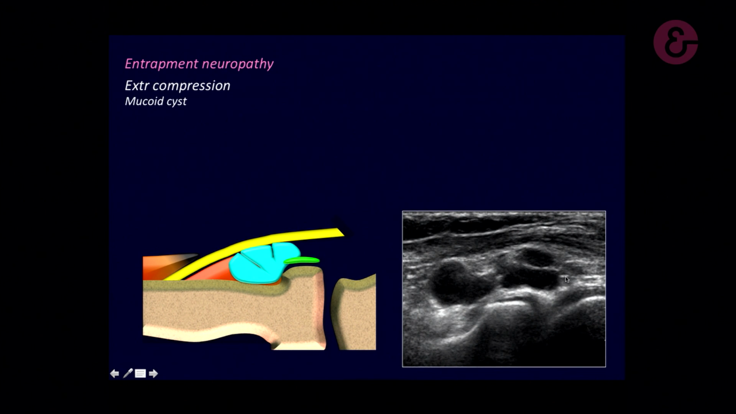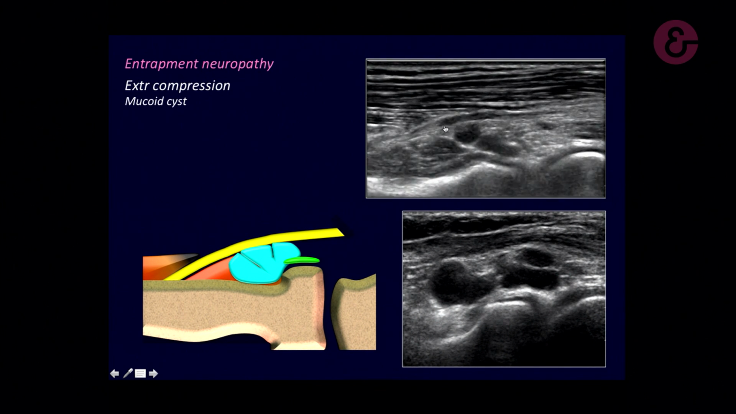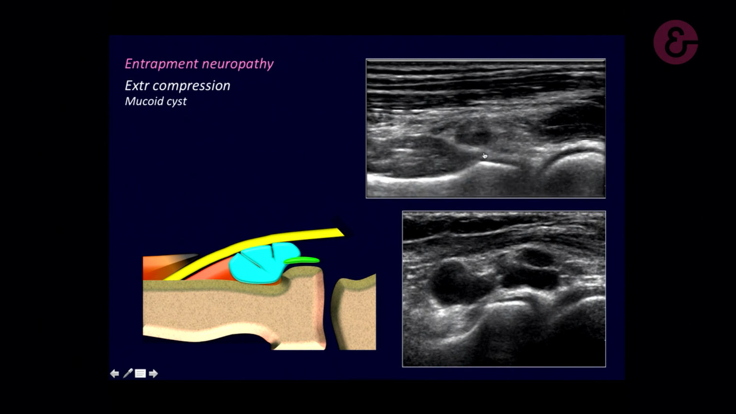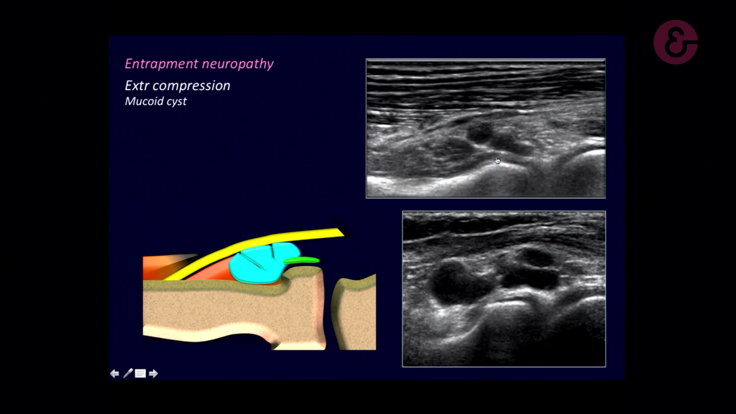Mucoid cyst, you can see the radial head, as in the drawing, the cystic lesion, the septa inside the cyst, and you can see in this case there was no compression, but you can see the nerve here, and you can see the cyst over there. And the nerve is straight, there is no compression, no dislocation, but the cystic lesion is just in contact with the inferior aspect of the nerve. So you can realize how easily the nerve can be compressed in this case.